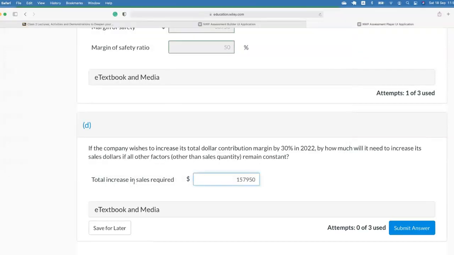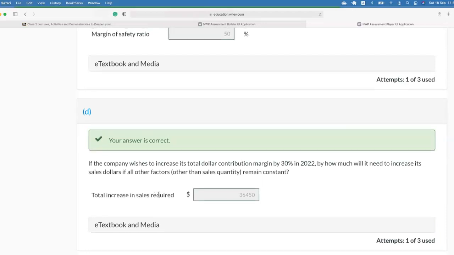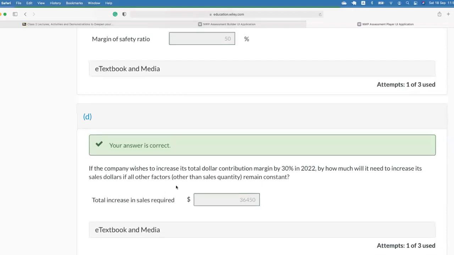So how much does sales have to increase if I increase my total contribution margin? Okay, I didn't understand the question very well. Well, that's the way I understand it. Let's see if Wiley agrees. Agreed. So they want to know that if you increase the contribution margin by 30%, what would be the difference between the current and the new? The sales will increase by that amount.